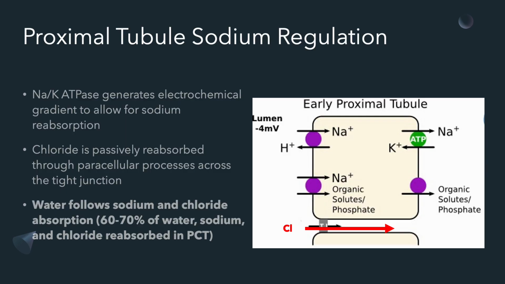Through all of these mechanisms, essentially 2/3 of our sodium, 2/3 of the chloride, and 2/3 of the water secreted in the glomerulus gets reabsorbed in the proximal tubule. Now let's talk about the other portions of the nephron and the remaining 1/3 of sodium reabsorption.